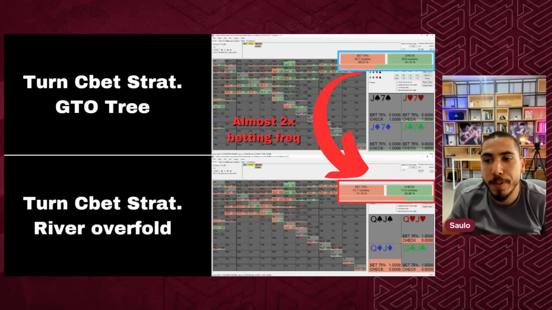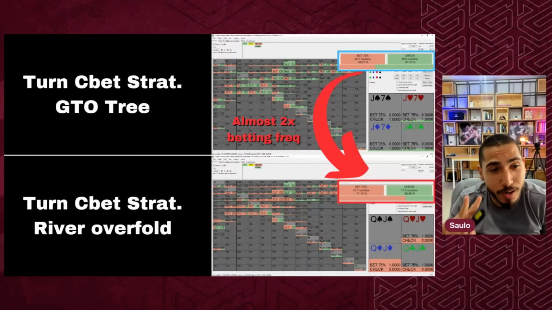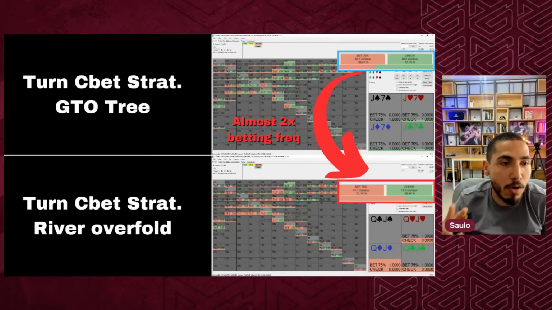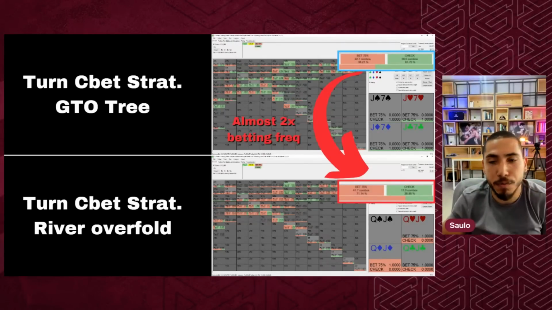But look at what happens with our turn c-bet strategy when we account for the river overfold. So I used again my automatic node locker here to put a 2% river overfold to the all-in bet. Okay, so that's what I inputted in the program, a 2% overall overfold to the all-in 2x pot bet on the river. And that's how our turn strategy changed. It went from 38% double barrel to 71% double barrel, with my ace 5 becoming almost a pure bet. So that's how you maximize the EV of the strategy.